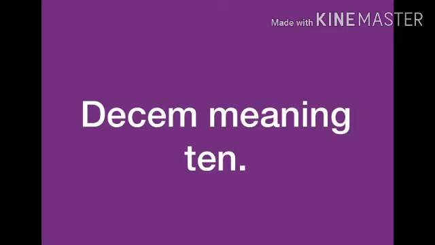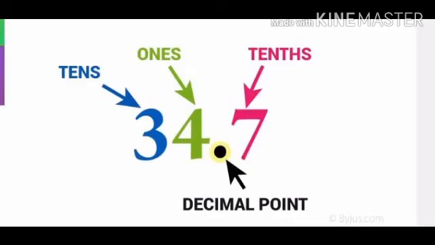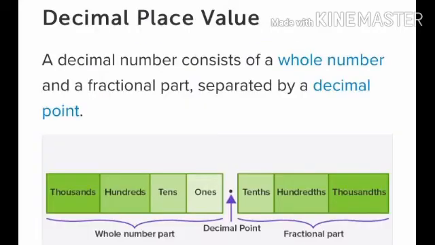So the decimal comes from the Latin word decimus meaning tenth, from the root word decim or 10. The decimal system therefore has 10 as its base and is sometimes called a base 10 system. So in the above picture, following is an example which shows the decimal point as well as its value. Now let's learn more about decimal place value.